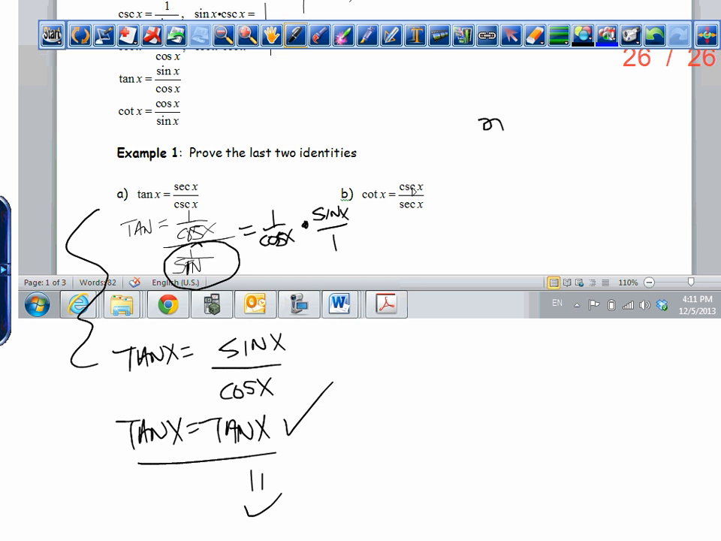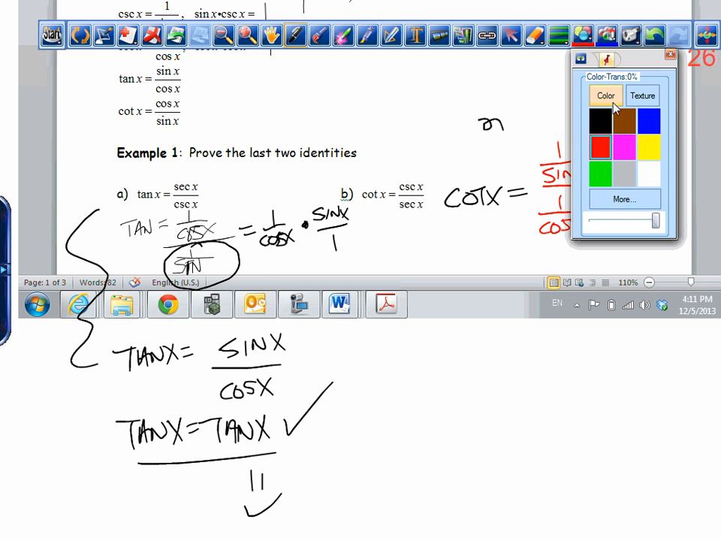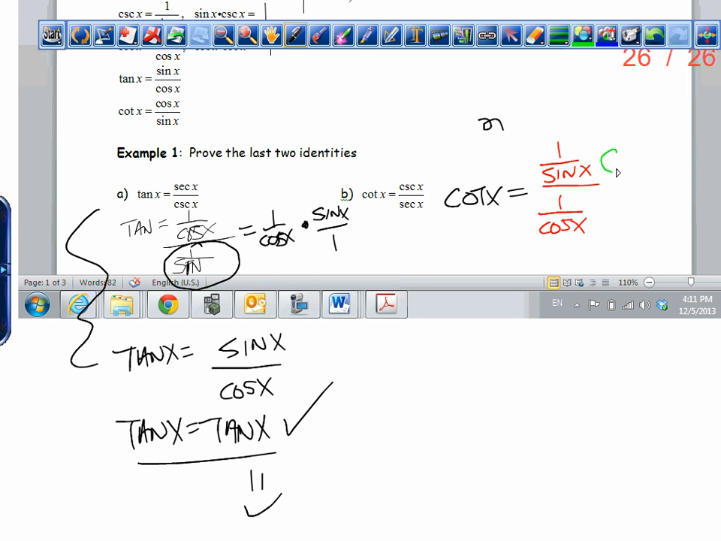Cotangent of x, cosecant, all that stuff, it kind of works the same way. I'm going to do it a different way just to show a little variety. Okay, and you could have done this one the same way too. Cosecant, yes, we know is 1 over sine of x. Secant's 1 over cosine of x. This time I'm going to multiply the top by cosine of x and the bottom by cosine of x.